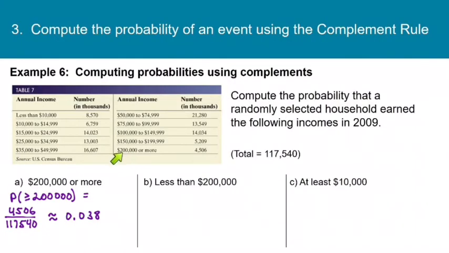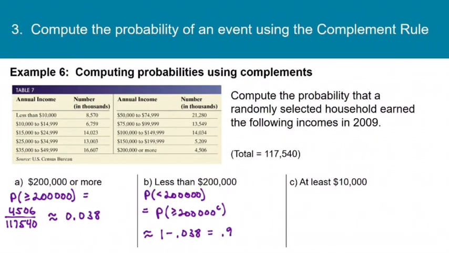Then to find the probability that a randomly selected person made less than 200,000, we could add up all of these numbers. But since we know the total, wouldn't it be easier to say 117,540 minus 4506? So that's using a complement. The probability that a randomly selected person made less than $200,000 is the complement of the probability that they made greater than or equal to $200,000. So that's 1 minus the probability that they made greater than or equal to 200,000, and that is 0.962.